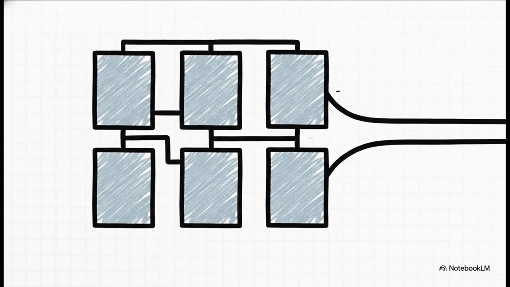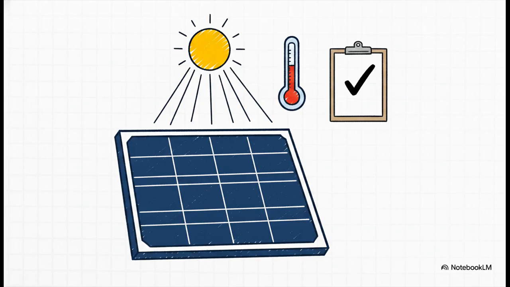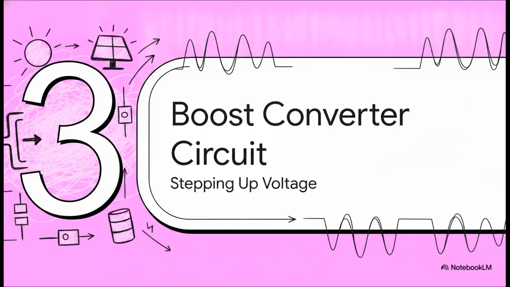But we have to set the ground rules for our PSIM software. We're modeling these panels operating at their maximum power point under standard test conditions. That essentially means we're telling the simulation to assume absolutely perfect sunlight, 1,000 watts per square meter of solar irradiance, and a perfect operating temperature of 25 degrees Celsius. This gives us our theoretical maximum baseline of 130 volts to actually work with. Which brings us to section 3, the boost converter circuit.